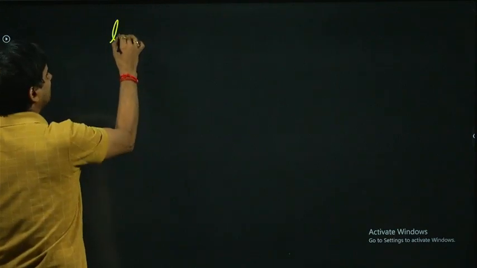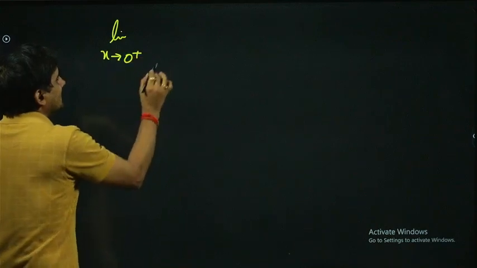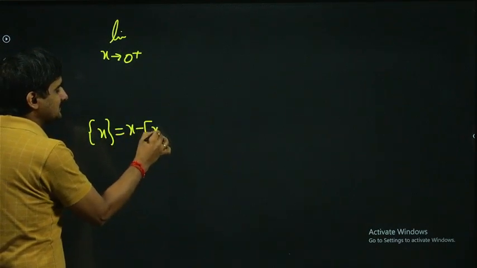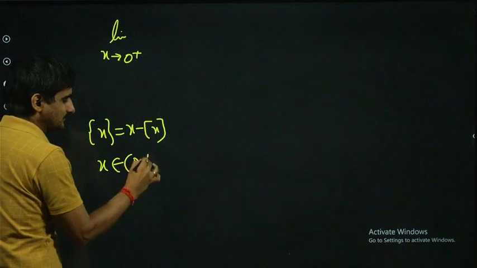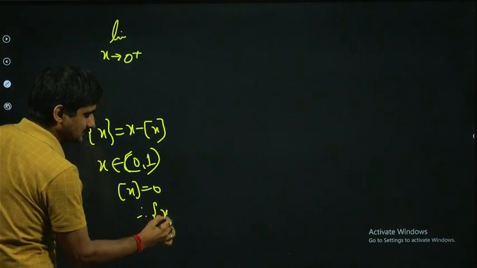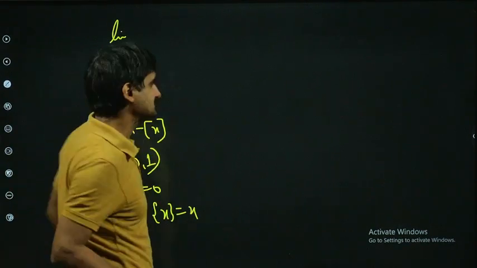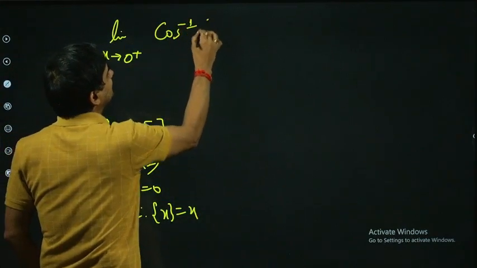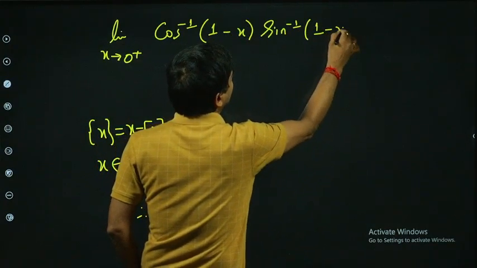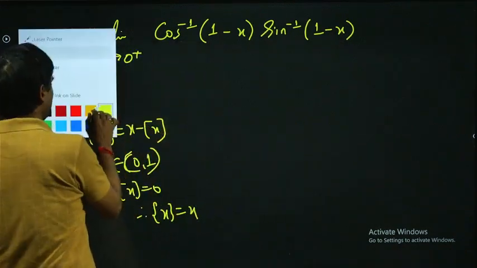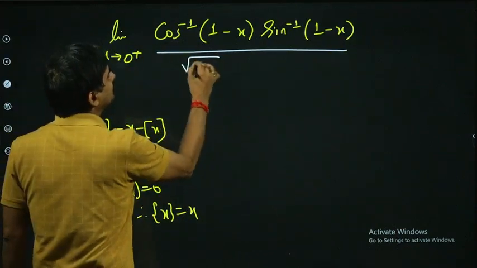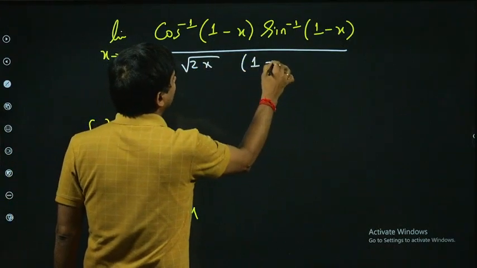Similarly, when we will approach for the right hand limit here. Now for right hand limit, again fractional part of x is x minus greatest integer x, and as x lies between 0 to 1, okay, so greatest integer has to be 0, so therefore you can replace fractional part of x by x, simply x. So now you can write it as cos inverse of 1 minus x into sine inverse of 1 minus x, and then upon root 2x, and then this is 1 minus x.